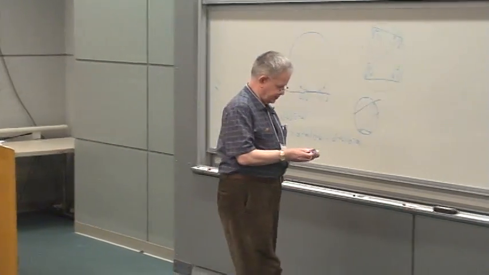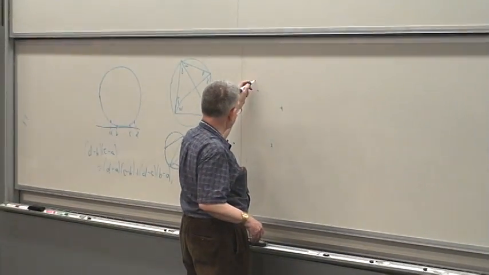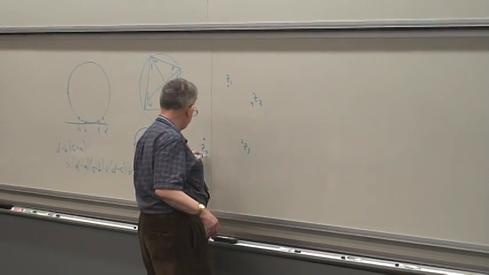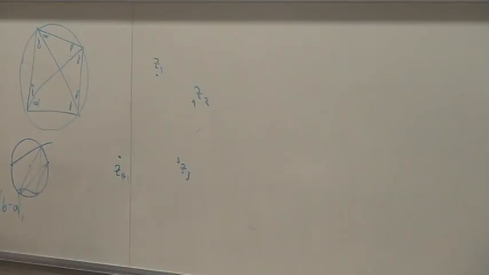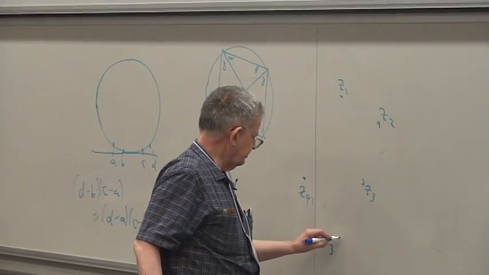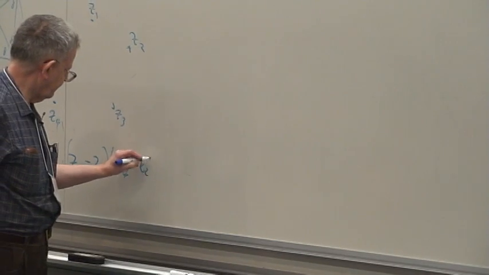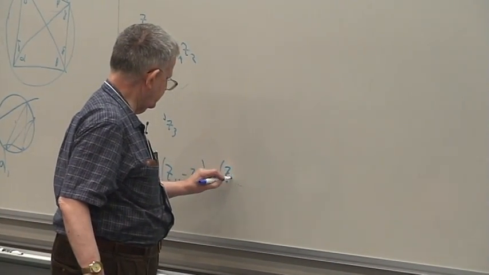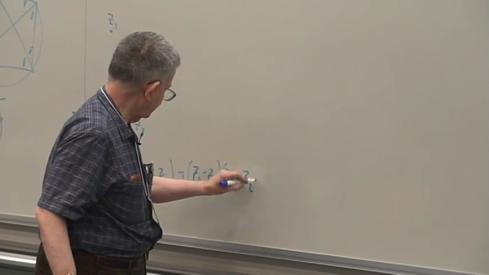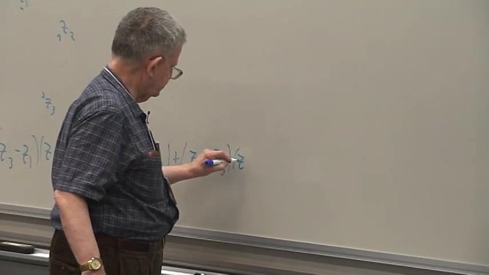And here's how you can prove it. You take 4 points, general position. Let me call them Z1, Z2, Z3, and Z4. We write down this identity. It's just a linear identity, so we can still write it down. Z3 minus Z1 times Z4 minus Z2 is Z4 minus Z1 times Z3 minus Z2 plus Z4 minus Z3 times Z2 minus Z1.